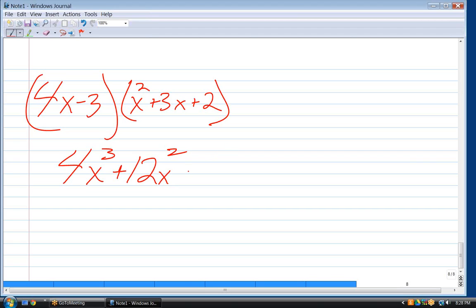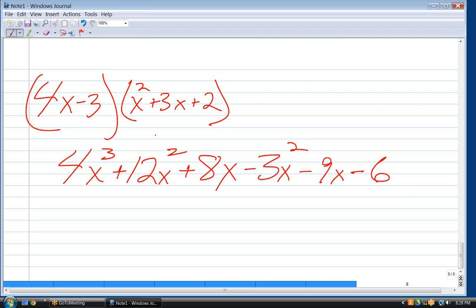Let's see. It's going to be 4 times... that's going to be 8x. Okay. What's 8x? Next term? Okay, negative 3. That's going to be negative 3x squared. Keep going. Okay, it's going to be negative 9x. Okay. And then it's going to be negative 3. Negative 6. Or negative 6. That's all right. My bad.